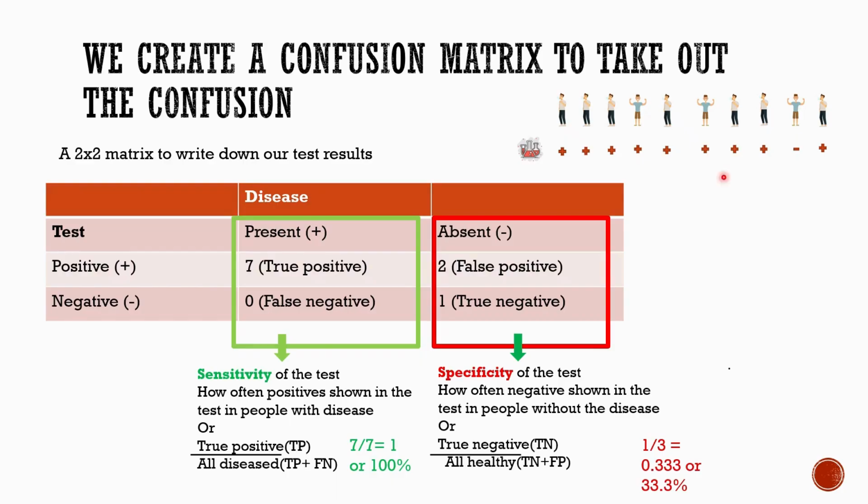So how will we calculate? Here true negative is 1. 1 divided by true negative plus false positive, that is 1 plus 2, that is 3. 1 by 3 is equal to 33%. This means our test is poor at ruling out disease and gives more false positives.